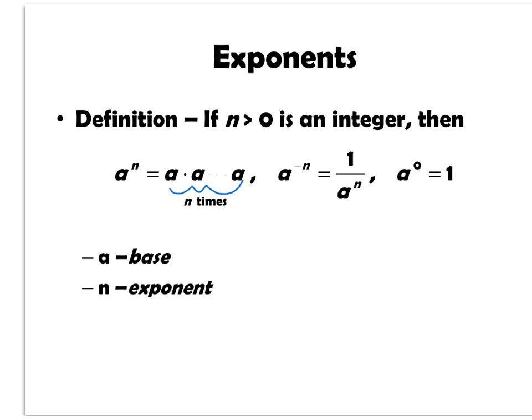The expression a to the negative n means 1 divided by a raised to the n power, and then a to the 0 power is defined to be 1. The letter a is what we call the base. Now that base does not have to be a number. It could be a number, or an expression, or a variable, it could be a lot of things. And then the number n is called the exponent.